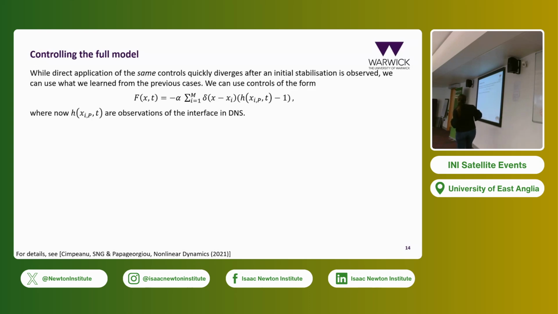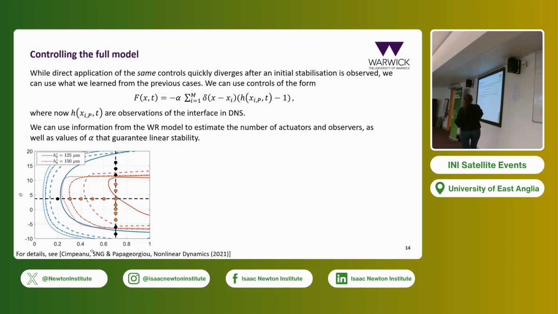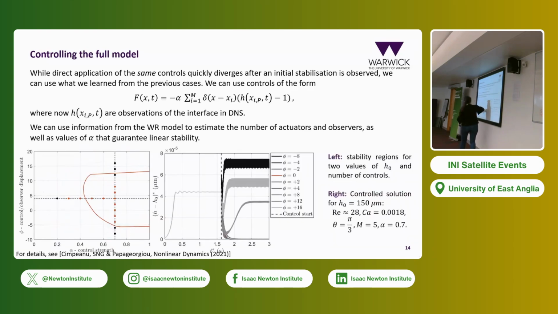So what we did instead was, okay, let's take, again, these types of controls. It's still a finite number of observations and a finite number of actuators, but now my observation is from the DNS, not from the model. So if I just do that, I go through the same process as before. So this plot is the same as before. Let's just look at this one.